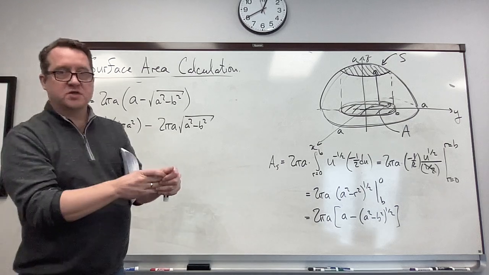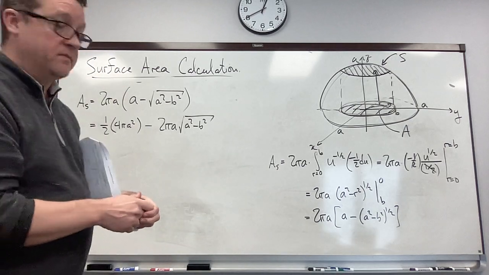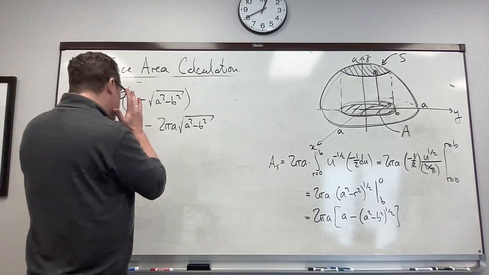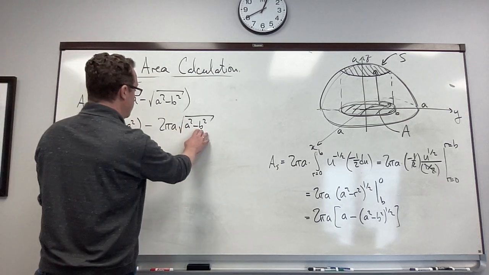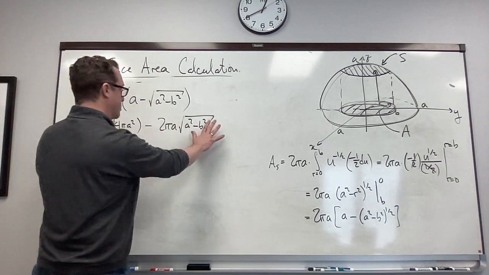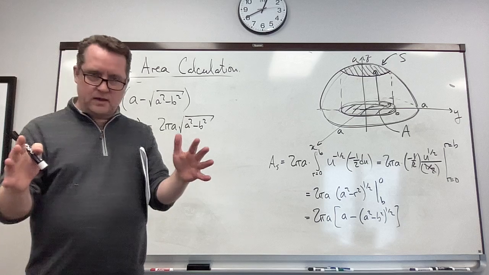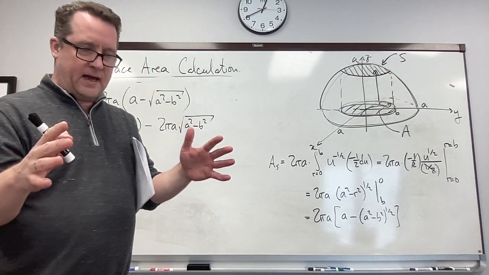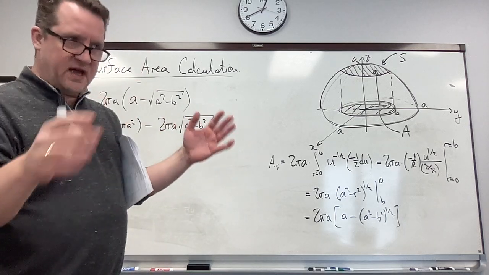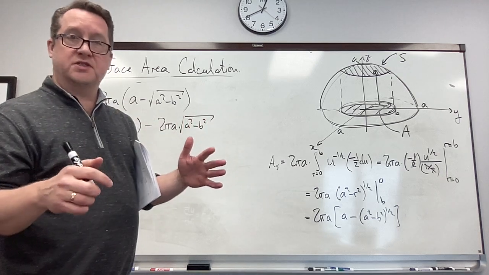What happens when B goes to 0? When B goes to 0, this thing better go to 0. When B goes to 0, then this becomes 2 pi a squared. This is 2 pi a squared, so this whole answer does go to 0. So this makes sense. It's positive for A larger than B. It equals the hemisphere case when B equals A, and it equals 0 as B goes to 0.